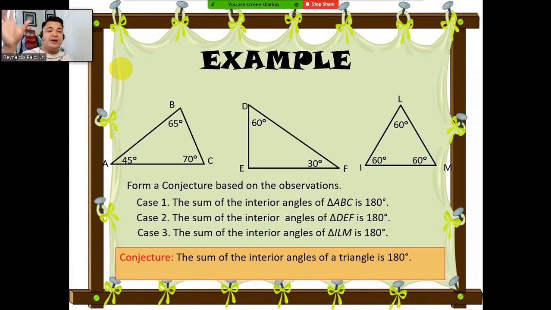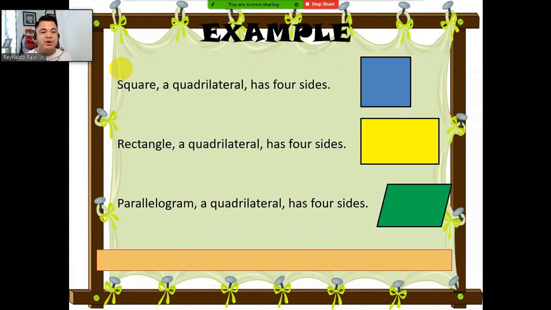Alright, so see, from the cases, which are the specific statements, to general, which is the conjecture that we have made. Next, example. Square, a quadrilateral has 4 sides. Rectangle, a quadrilateral has 4 sides. Parallelogram, a quadrilateral has 4 sides. Okay, so these are the specific statements. Therefore, we can say that the conjecture is all quadrilaterals have 4 sides. It's true. Why? Because a polygon with four sides is what we call a quadrilateral. So the conjecture that we are able to construct is true and applicable for all.